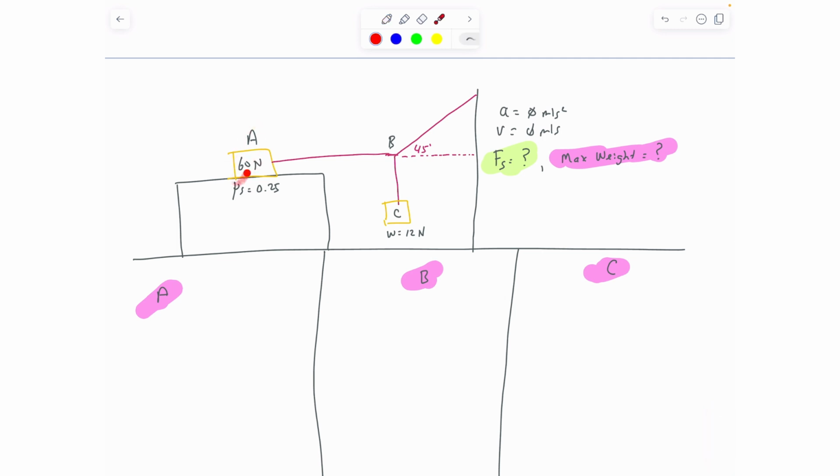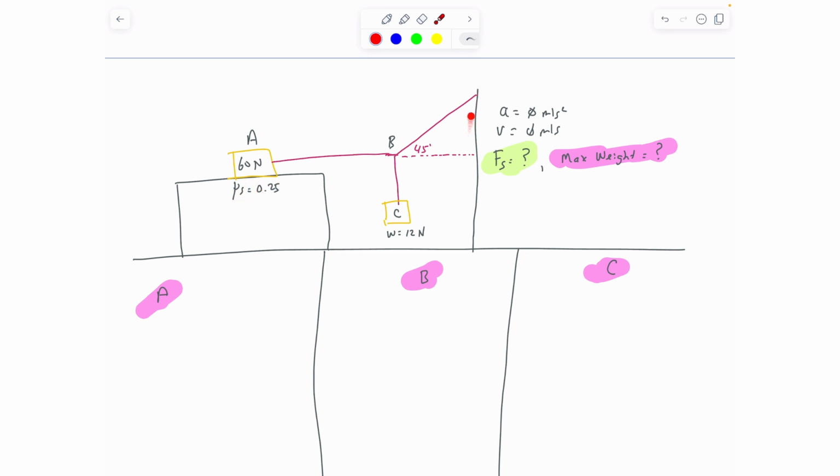Here's block A, and here's block C. Block A is 60 newtons. Block C is 12 newtons. Those are their weights. A is sitting on this shelf, and there's a coefficient of static friction, which is 0.25. That's the friction between A and the table. So as A moves back and forth on the table, that's the coefficient of static friction, 0.25.